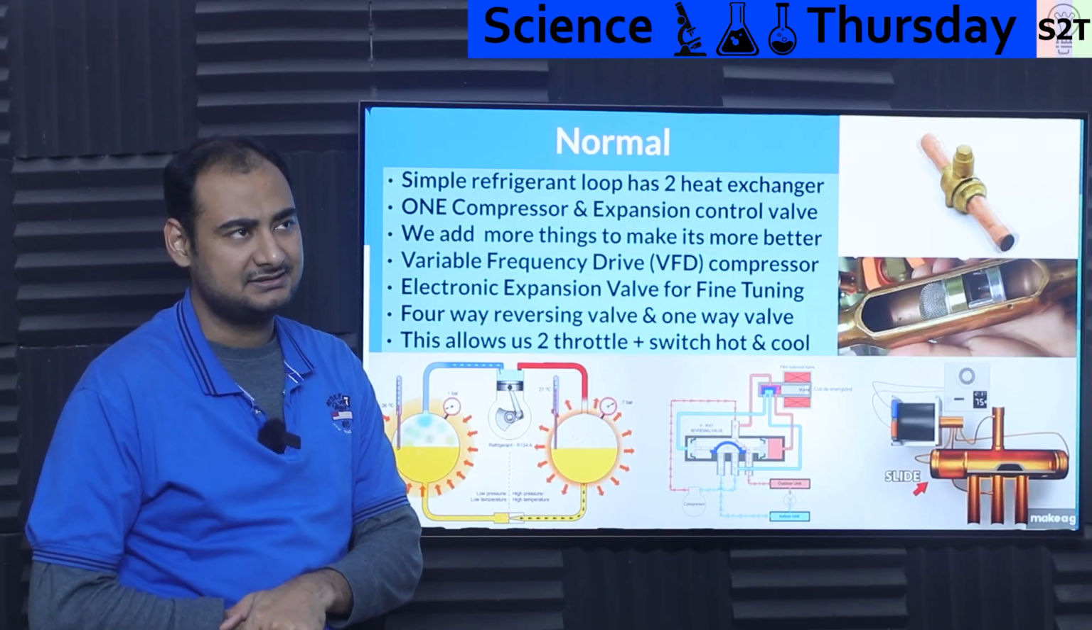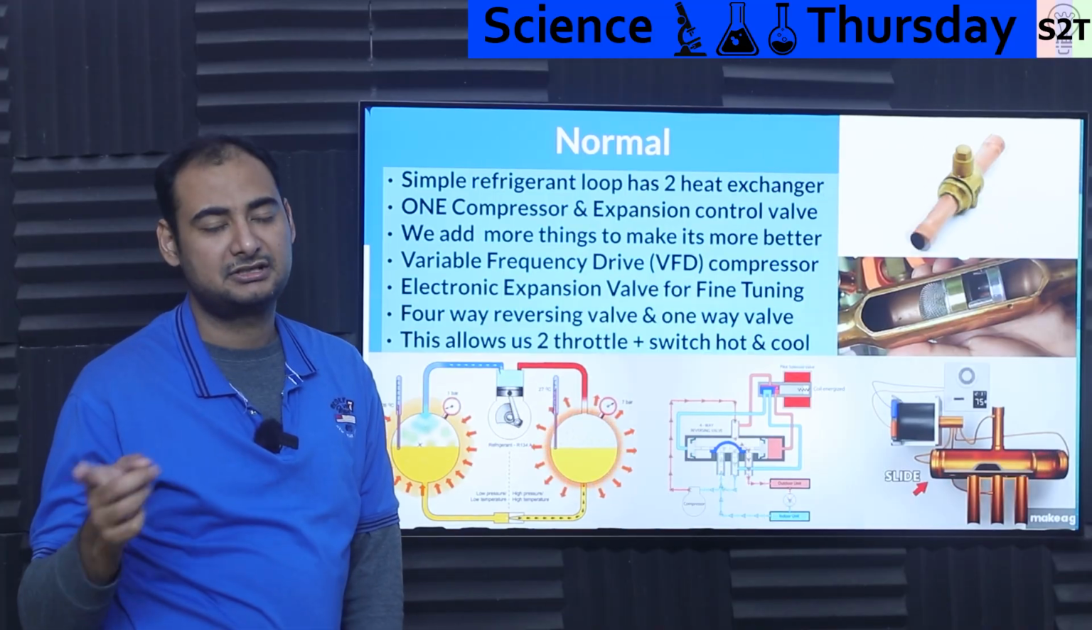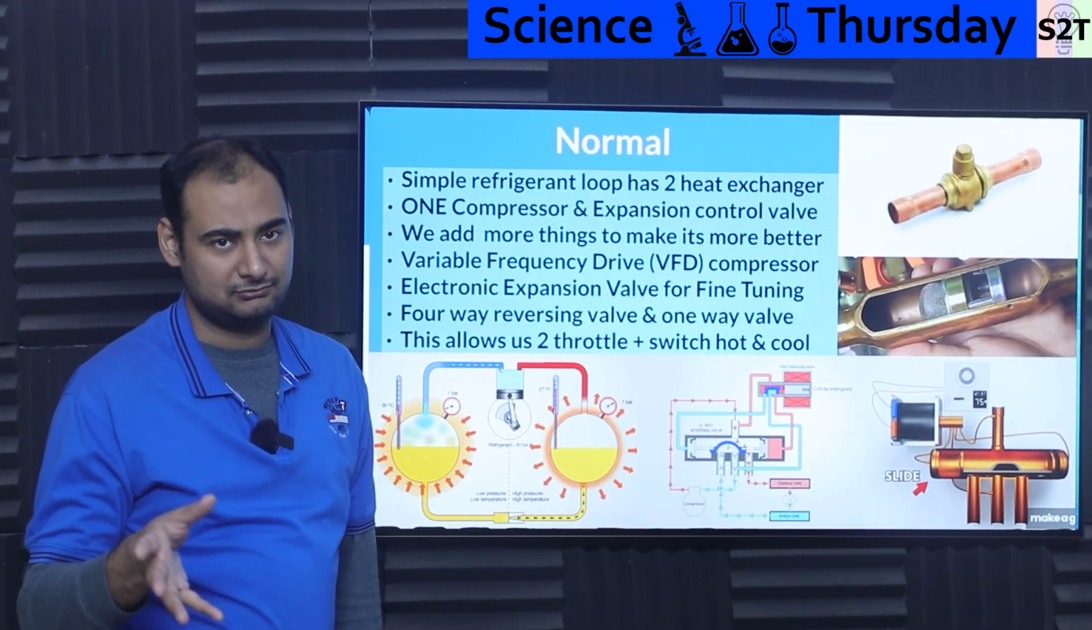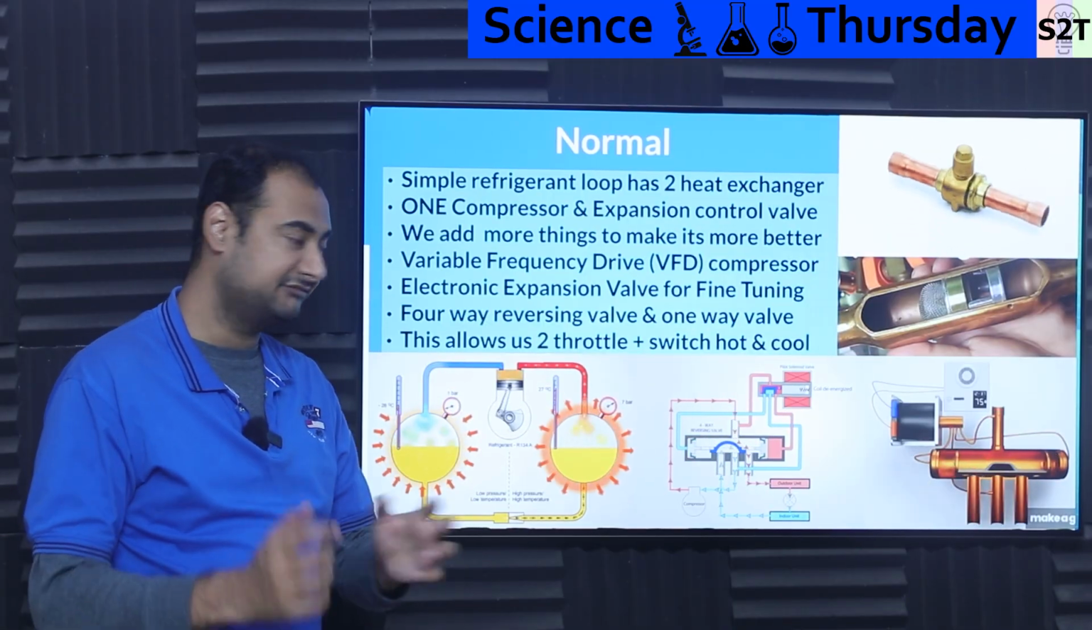VFD is in older systems. Nowadays, many ACs literally have a BLDC motor. So VFD would be in alternating current motors. BLDC will have its own motor driver. So that allows you to throttle the compressor. That gives you one variable.